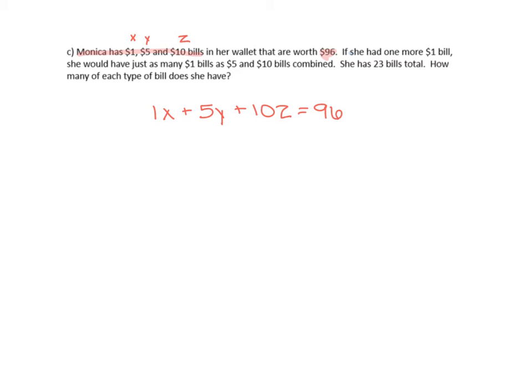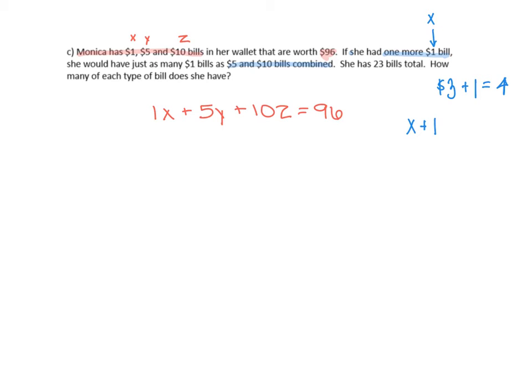Sentence number 2. She had one more $1 bill. She would have just as many ones as 5s and 10s combined. So imagine if you have $3 and I give you one more $1 bill. Hopefully you would tell me that's $4, which means I did 3 plus 1 to get 4. Our $1 bills are our X variable. So we just said we're adding $1. So X plus 1.